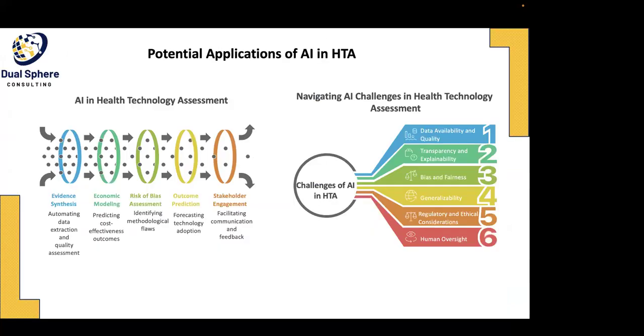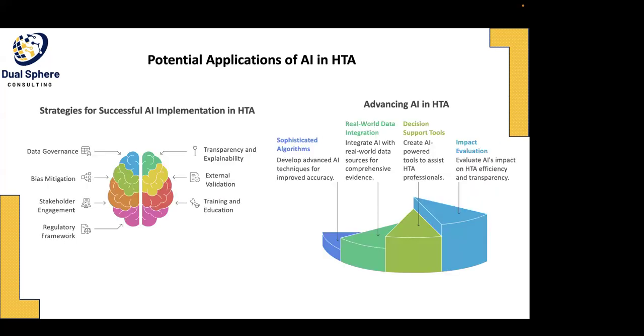Applications of AI in health technology assessment can help in quicker evidence generation, economic modeling, risk of bias, outcome prediction, stakeholder engagement. AI can help everywhere, but of course, there has to be a human in the loop. Some of the challenges you have to navigate: data availability, transparency, ethical concerns, bias, generalizability, regulatory considerations, which are very important, and human oversight needs to be very, very important.